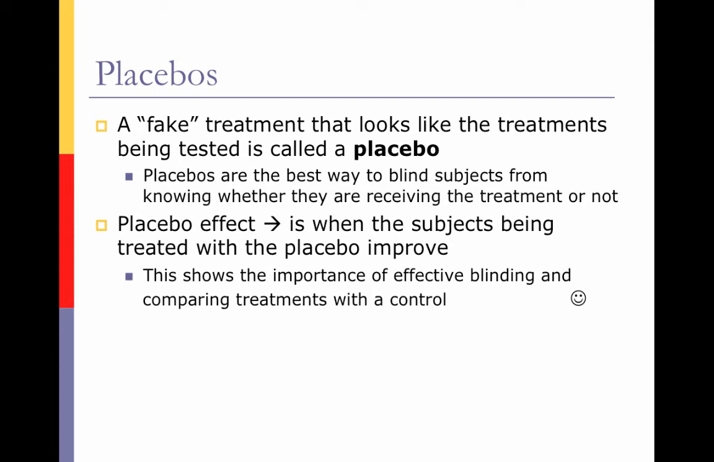What happens a lot of the time in this situation, though, is that we get something called the placebo effect. So sometimes it's all mental. The act of actually having a treatment done to you, whether it's a treatment that works or not, makes you think that you're going to improve. The placebo effect is when subjects being treated with a placebo actually improve. So those people who got the sugar pill instead of the headache medication, all of a sudden their headache magically goes away. That's not really how it works. But this does show the importance of effective blinding and using comparative treatments with a control.